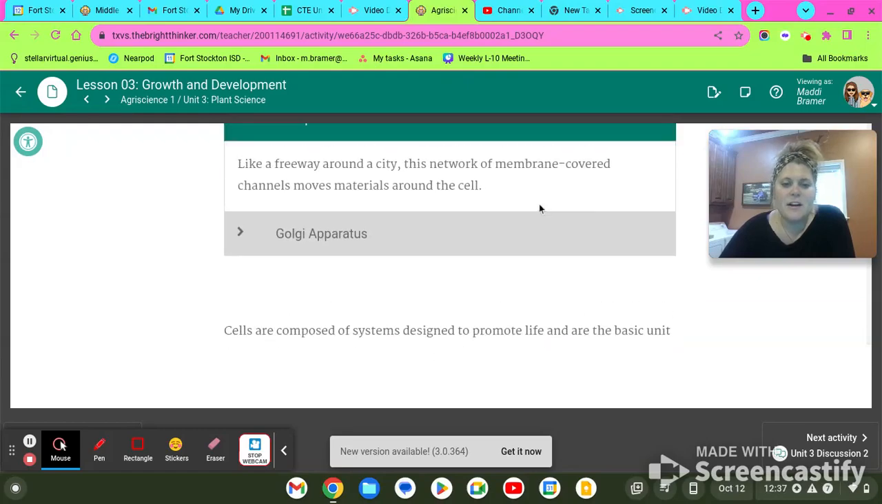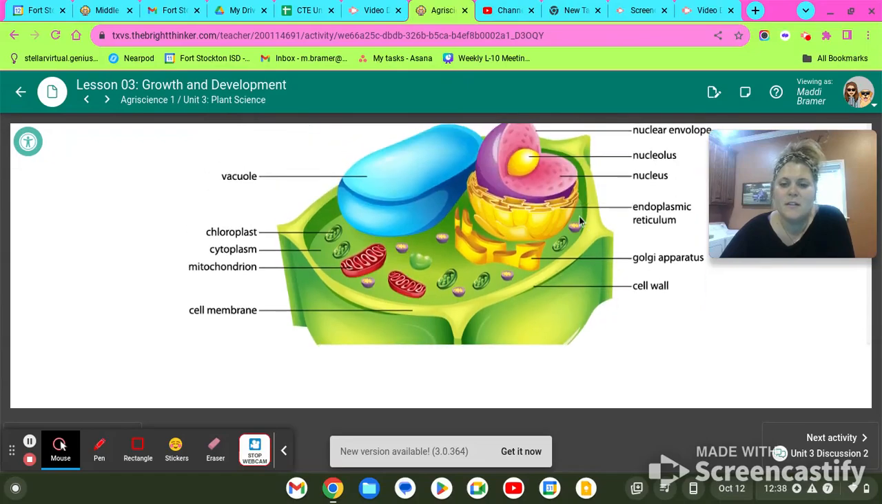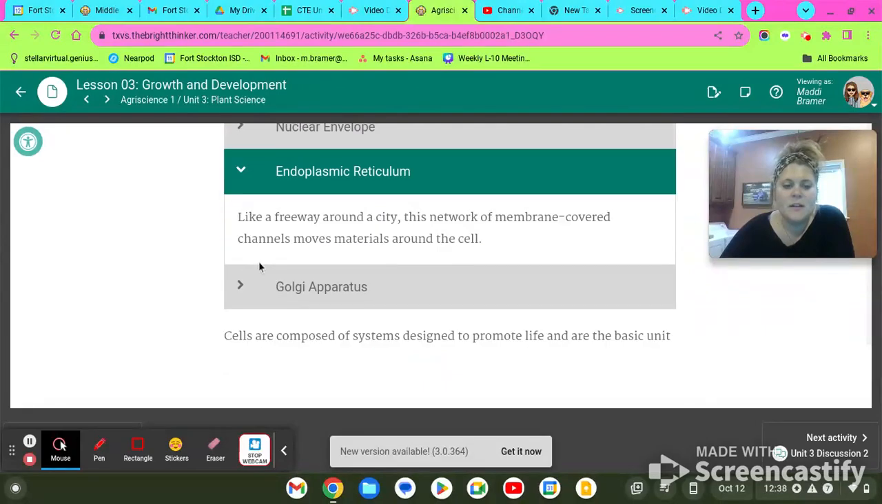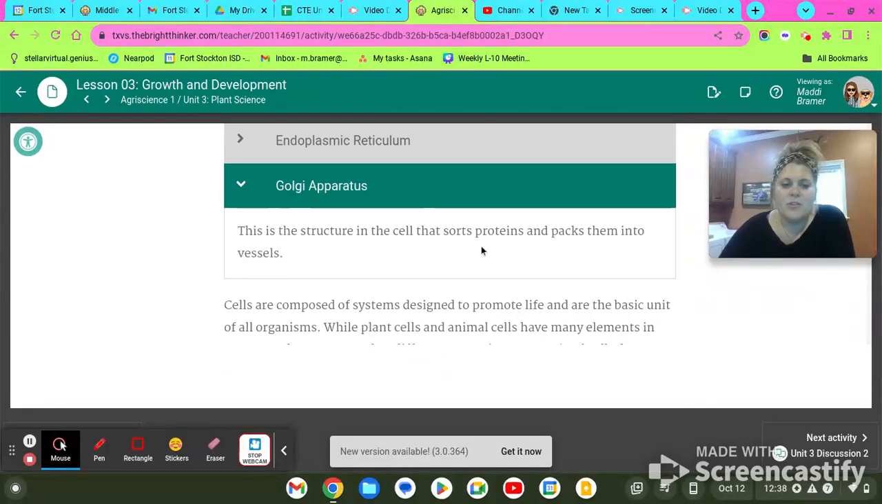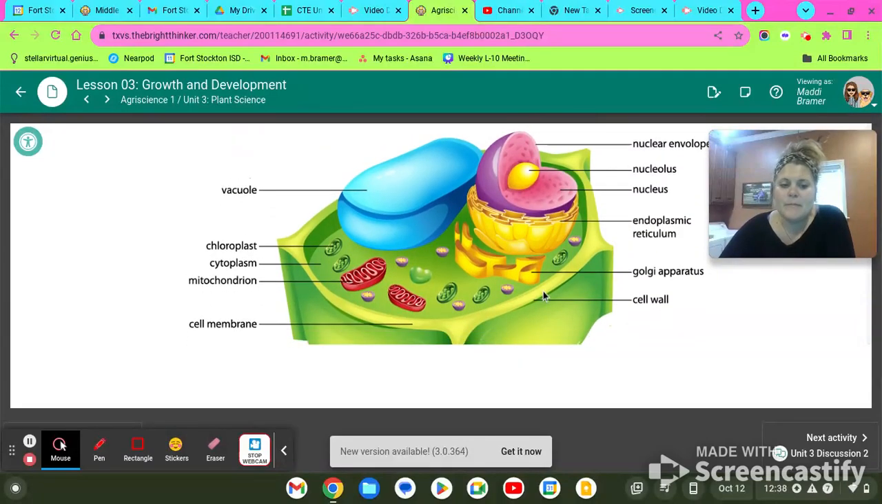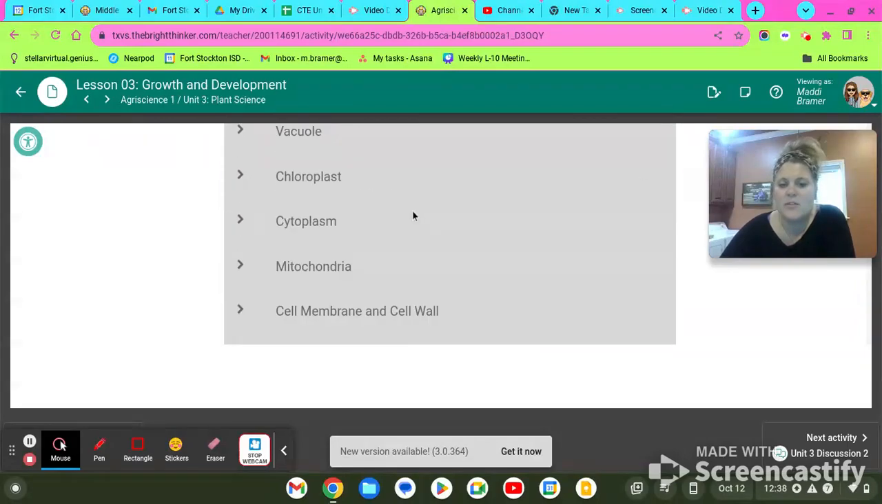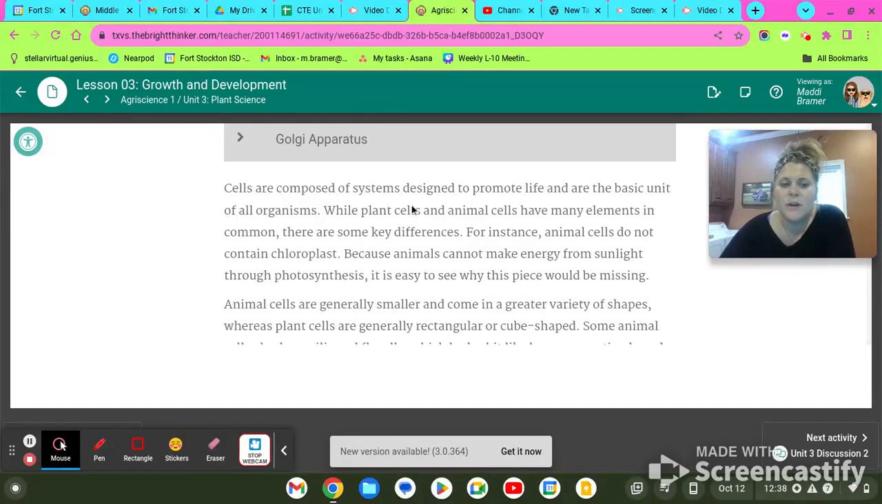Then you have the ER, or endoplasmic reticulum, and it's basically the network. So it covers channels, moves materials around the cell. So that's going to be this part right here, the yellow part outside the nucleus. And last, we have the Golgi apparatus that sorts proteins and packs them into vessels. So this is really important for proteins, that yellow part right there, the Golgi apparatus. Okay. So those are the parts you need to know, those and their functions. So I would take note of those because you will need to know those for your quiz.